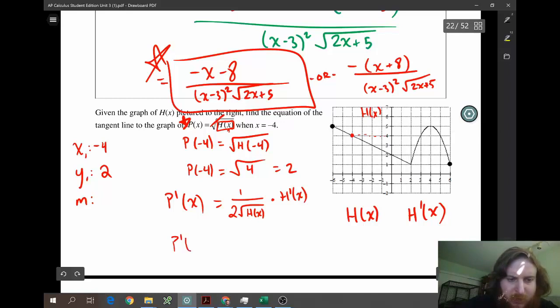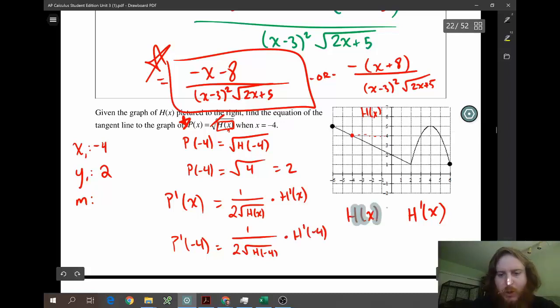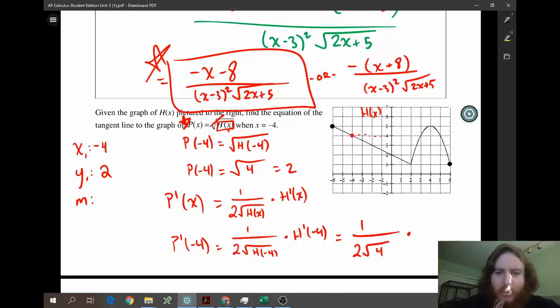Okay, so now we're going to do p prime of negative 4, and that's 1 over 2 square root of h of negative 4 times h prime of negative 4. Now, this is where we have to use the graph and realize the difference between h of x and h prime of x. So h of x is the y value, which we already said was 4. H prime of x is going to be the slope. So the slope here is down 1 over 2, so it's going to be negative 1/2. So this will be negative 1 over 4 square root of 4.